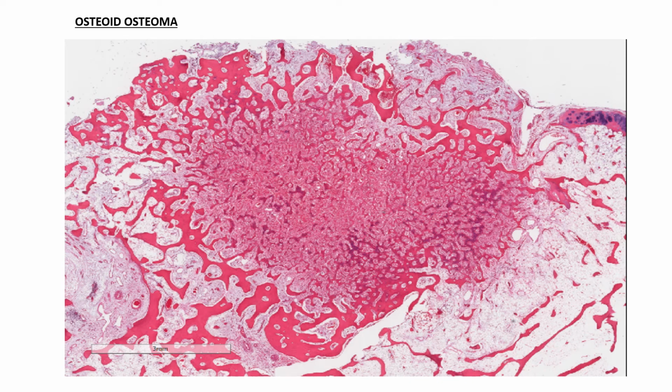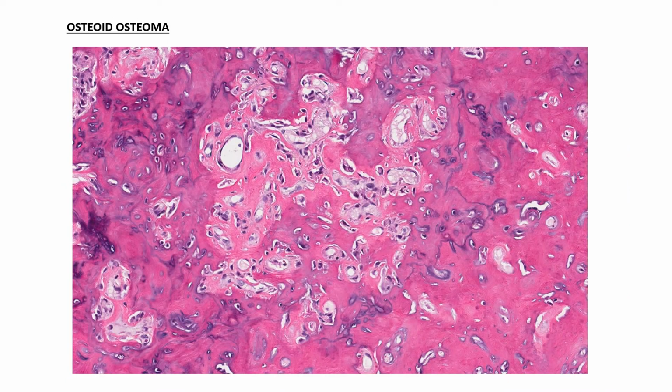This low-power histopathologic H&E slide shows a sharply circumscribed nidus near the cortical surface. The nidus is composed of anastomosing bony trabeculae with vascular connective tissue stroma surrounded by sclerotic bone. A higher power view shows osteoblastic proliferation with vascularized connective tissue, surrounded by sclerotic bone.